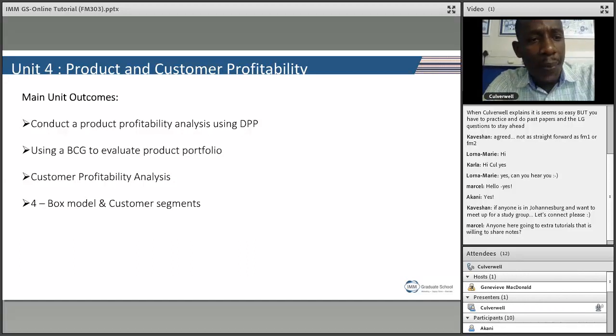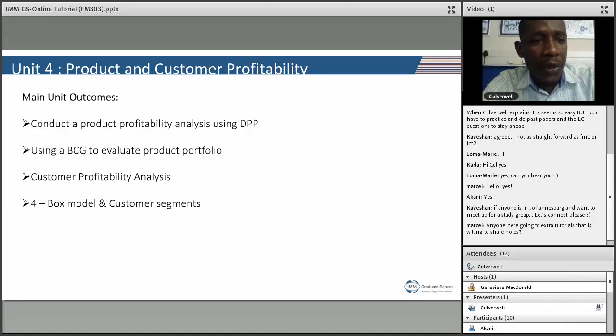So, conducting a product profitability analysis using the direct product profitability. What I've just decided to do is give you 4 important elements or outcomes on each of these topics, Unit 4 and Unit 5. And I also have a few calculations that we're going to do so as to clear a lot of questions that one might have pertaining to these 2 learning units.